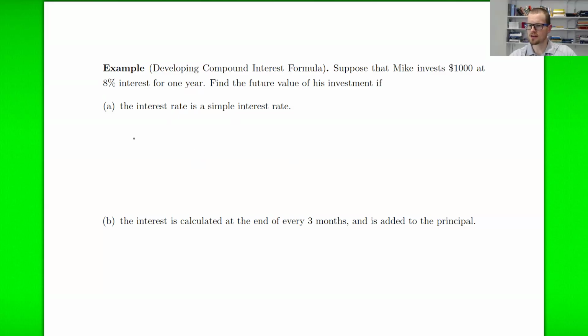And the value that we're going to get here is $1,000 times, we looked at this previously, it should be 1 plus RT. The interest rate is 0.08, so 8% times the time of 1 year. So that is going to be $1,080. So the future value is, again, that $1,080.